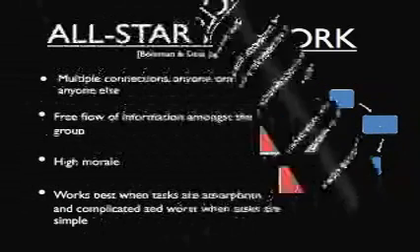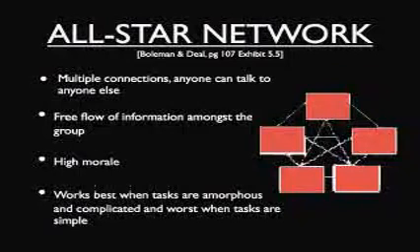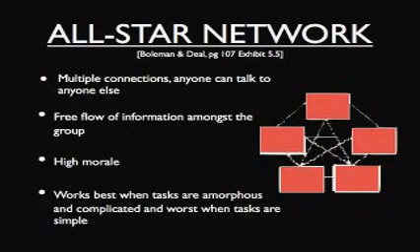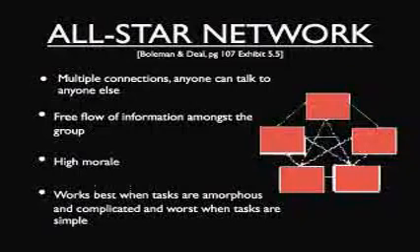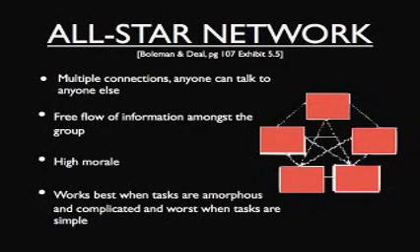The fifth configuration is the all-star, all-channel network. A feature of this structure is that it allows for multiple connections, so each person in the group can talk to anyone else in the group. Information flows very freely. Decisions require touching multiple bases, so everybody in the group can give input. And the morale in this structure is very high. As well, this structure works best when a task is very complicated or amorphous, and worse when tasks are simple.